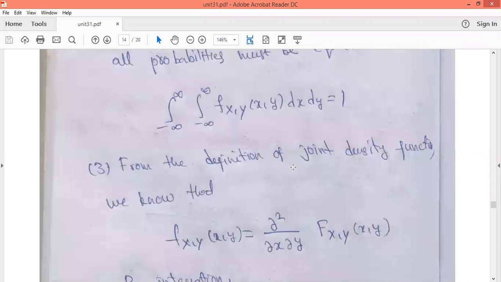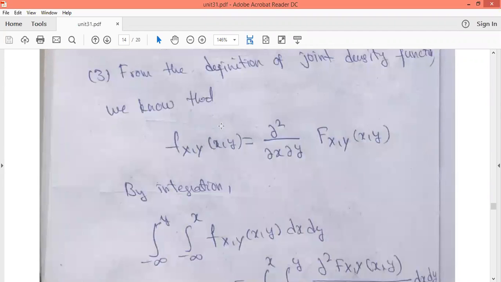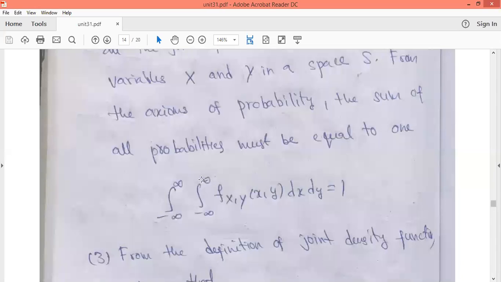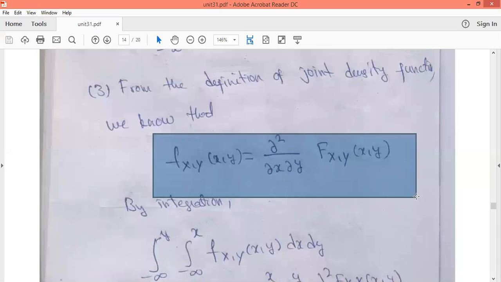Okay, and what is the third property? The third property says that the distribution function is nothing but the integral of the density function. What is the distribution function? It is the integral of the density function. That is our third property. From the definition of the probability density function, what is the definition? The probability density function is the second derivative of the distribution function.